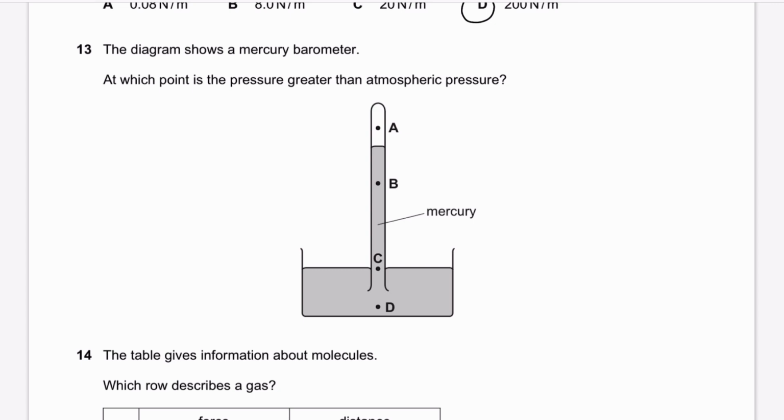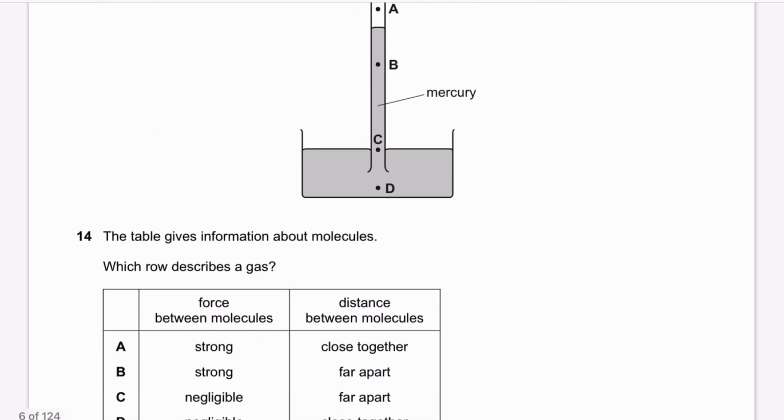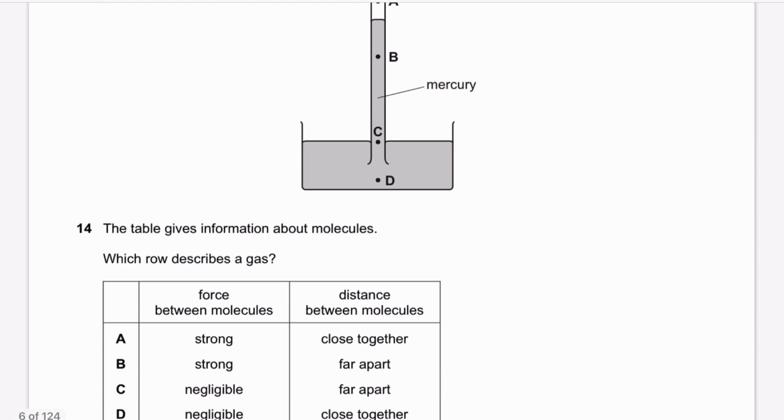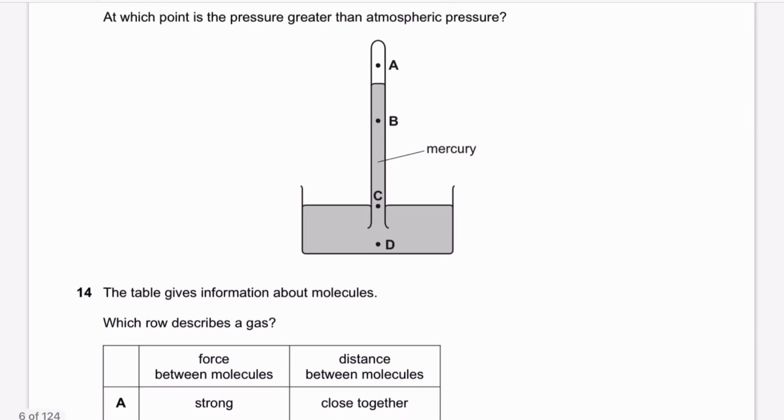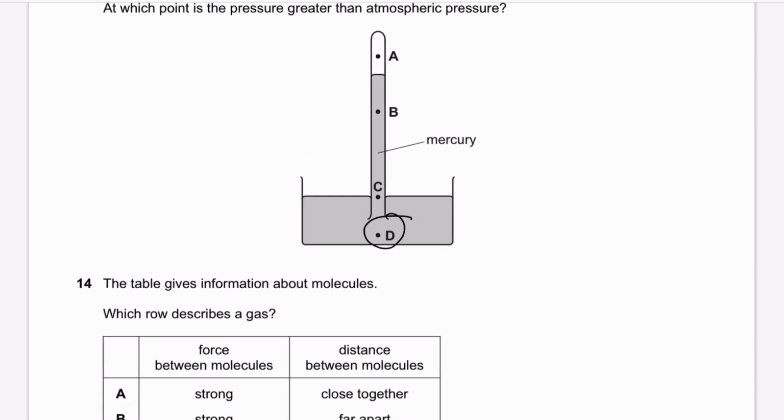So what will be the answer? D. The answer will be D. It will be greater than the atmospheric pressure because of the whole pressure being applied here. Obviously, it's a lot more than the pressure being applied outside. Because the pressure being applied outside will push this upwards, but it's not. It's not pushing this area upwards because this is obviously at a higher pressure than the outside.